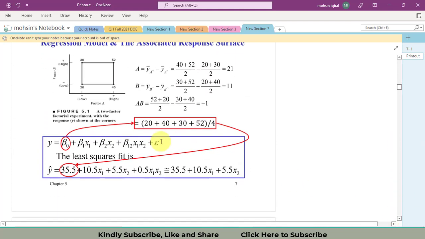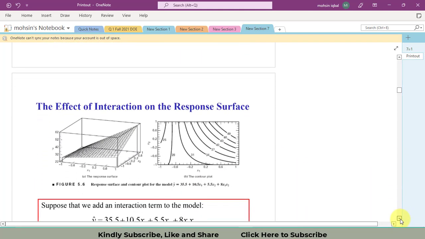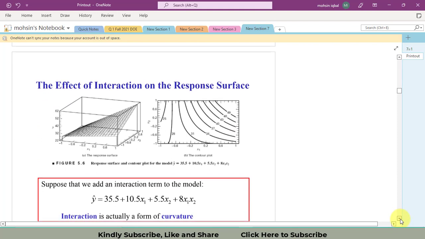Look at this. Beta naught has been calculated by taking the average of all of the values, and we got beta naught 35.5. And then look at this. If the interaction is very strong, we get a regression analysis equation where the interaction effect, 8, is found to be a very significant one. You can see, for x1 x2, our coefficient got a high value. Now 8 is more than the effect of x2, and we can compare this coefficient with the effect of x1. So we got a little bit of curvature, we got little bit curved graphs.